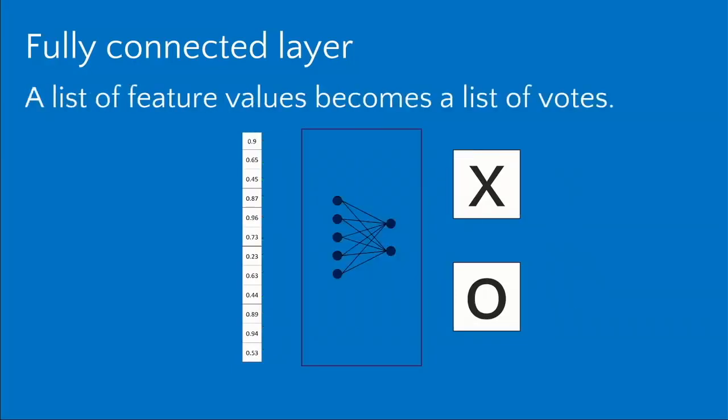So this is a fully connected layer. It just takes a list of feature values, in this case our filtered shrunken pixels, and it becomes a list of votes for each of our output categories, in this case an X or an O.